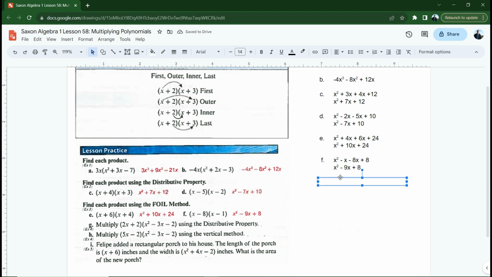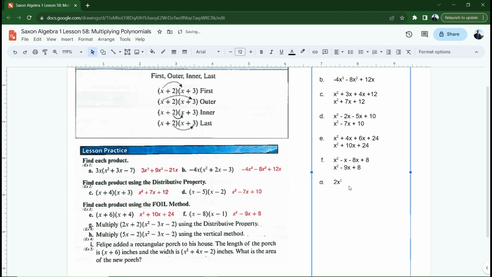All right, letter G. I need to multiply these two, and I'm going to use the distributive property. And again, the important thing is make sure each term multiplies every other term. So 2x times x squared becomes 2x cubed. Okay? 2x times minus 3x becomes minus 6x.